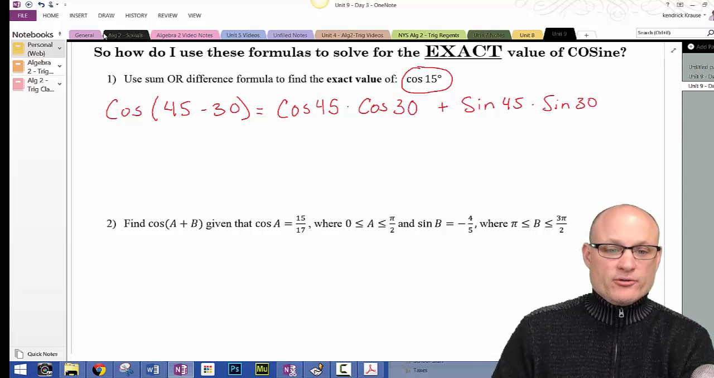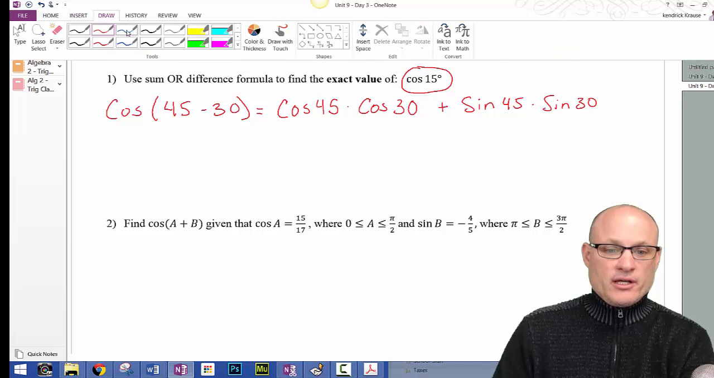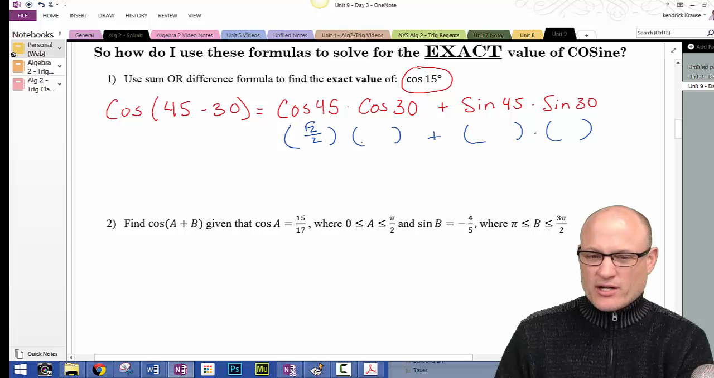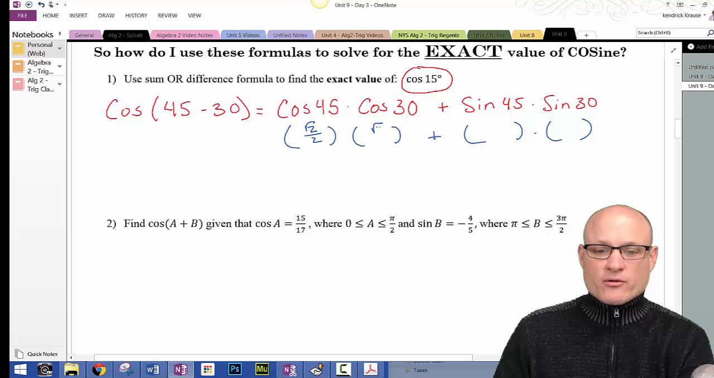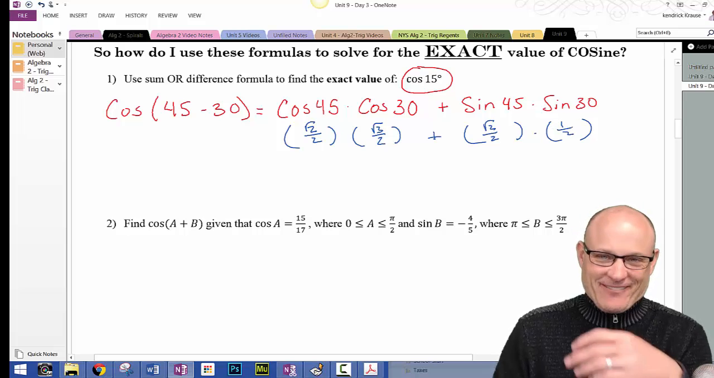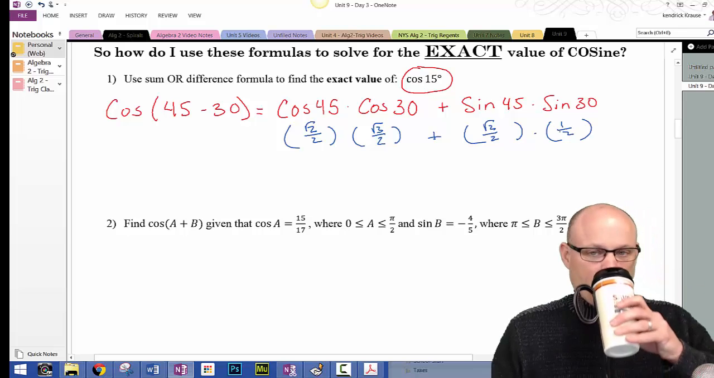Now, what I always do is I go through and put parentheses times parentheses plus parentheses times parentheses. And we know that the cosine of 45 is the square root of 2 over 2. And because all of these angles are in the first quadrant, everything's positive. Thought I'd start out easy. Cosine of 30 is the square root of 3 over 2. Sine of 45 is the square root of 2 over 2. And the sine of 30 is 1/2. I sort of gave the answer away. I apologize. I need more coffee.